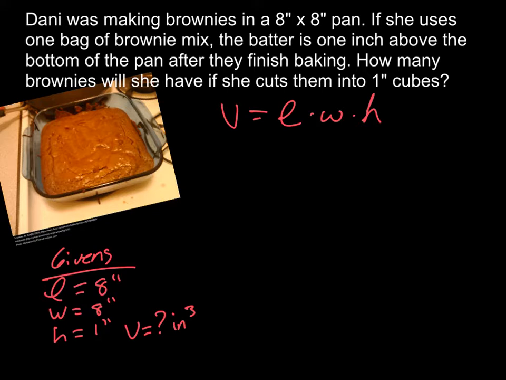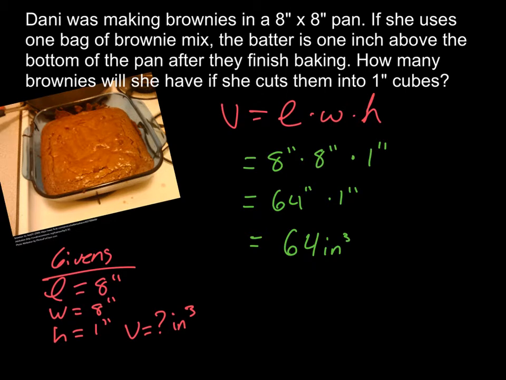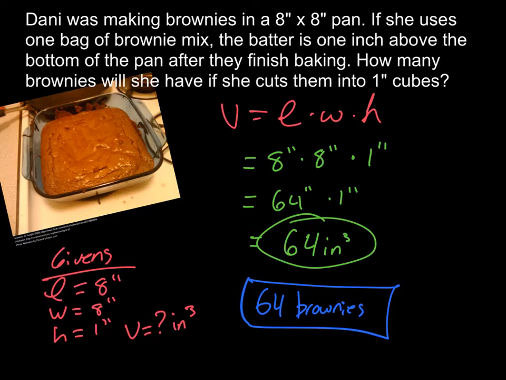And from here, we can plug that into the problem and solve it. So when we solve this, we can work our way through that upside-down triangle that we've been talking about in class before. And we see that we have 64 cubic inches. But does that answer the question? Let's come back to the question. It says, how many brownies will she have if she cuts them into 1-inch cubes? Right here we have 64 cubic inches, but we need to write that again as 64 brownies. And that is our solution here. We need 64 brownies.